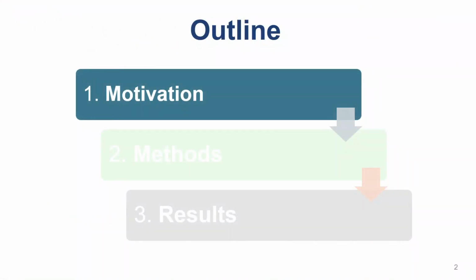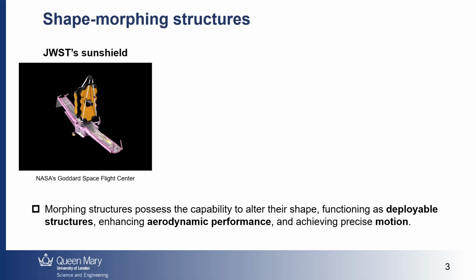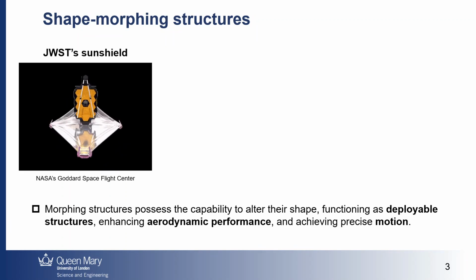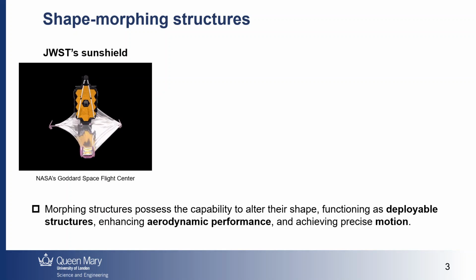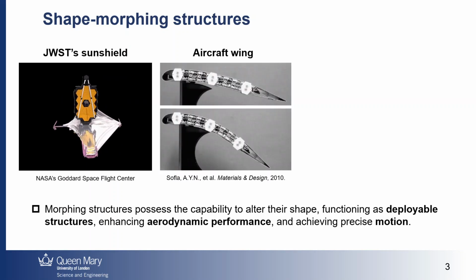Let me start with the motivations. Why do we need morphing structures? Shape-morphing structures have the ability to change their shape from one to another, and can offer enormous potential to many applications. For example, they can be used for deployable structures for space applications.